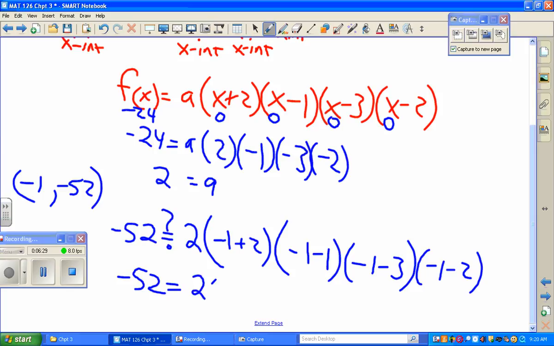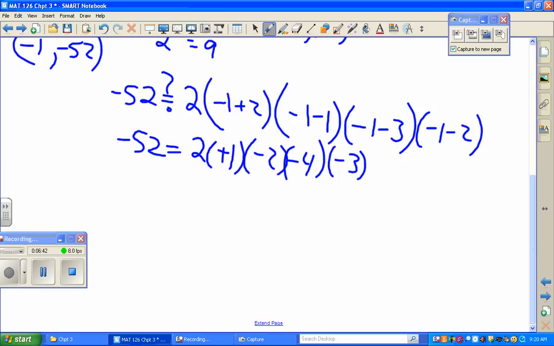Let's see, 2 times negative 1, positive 1, sorry. Negative 2, negative 4, and negative 3. Does it? 2, negative 4, 48, right? Negative 48 does not equal negative 52. So there's not a polynomial of degree 4 that contains all those points. Okay?